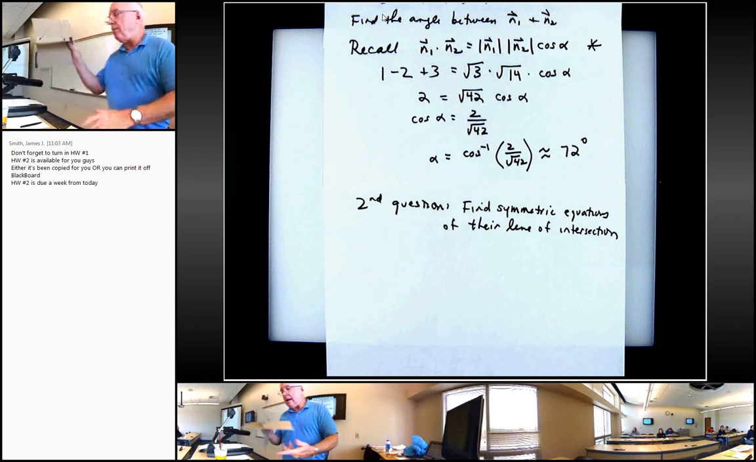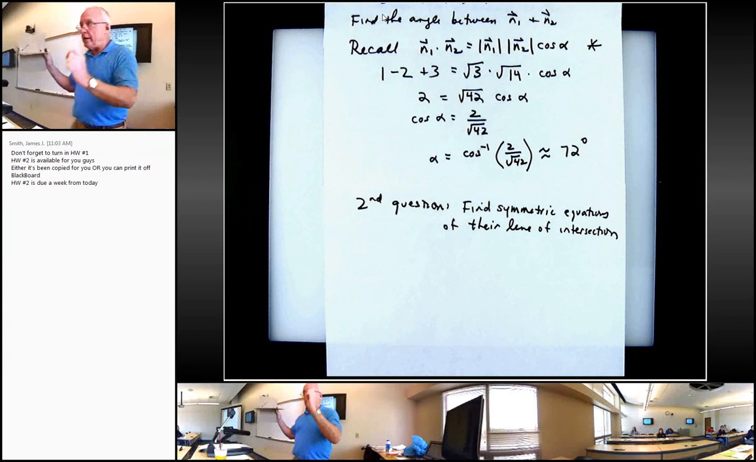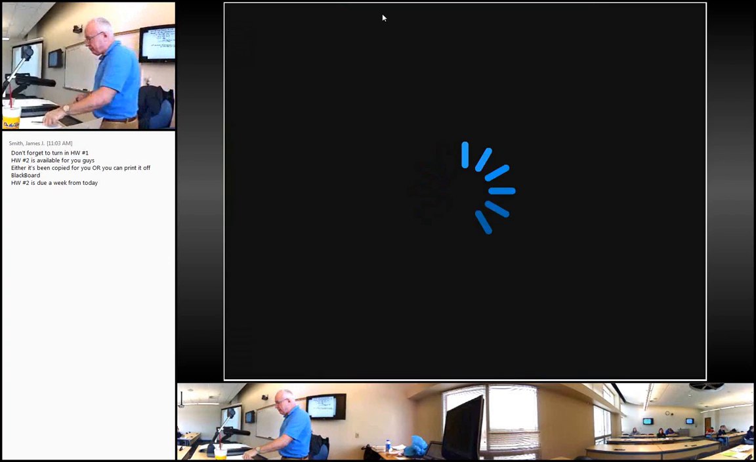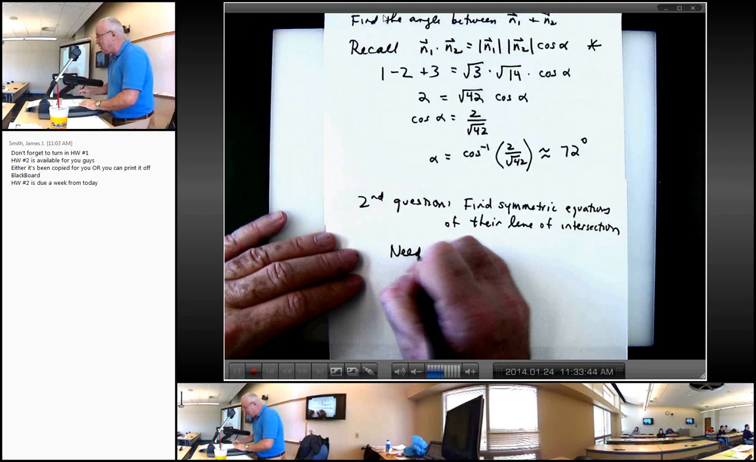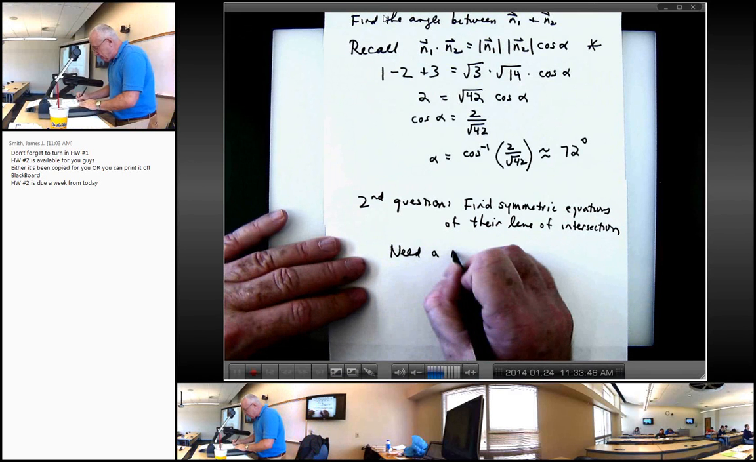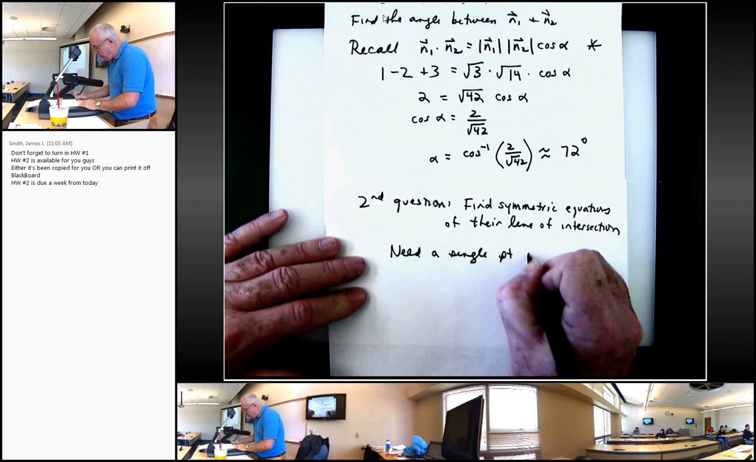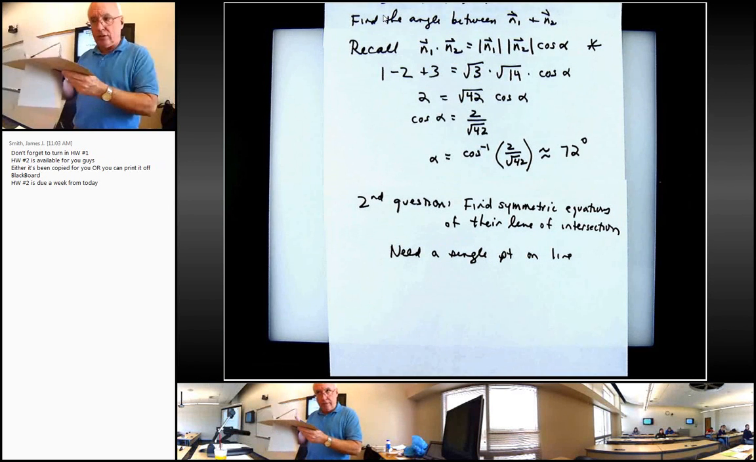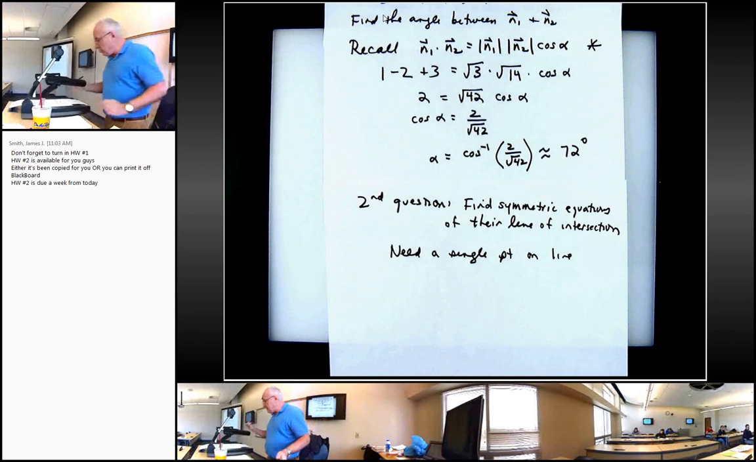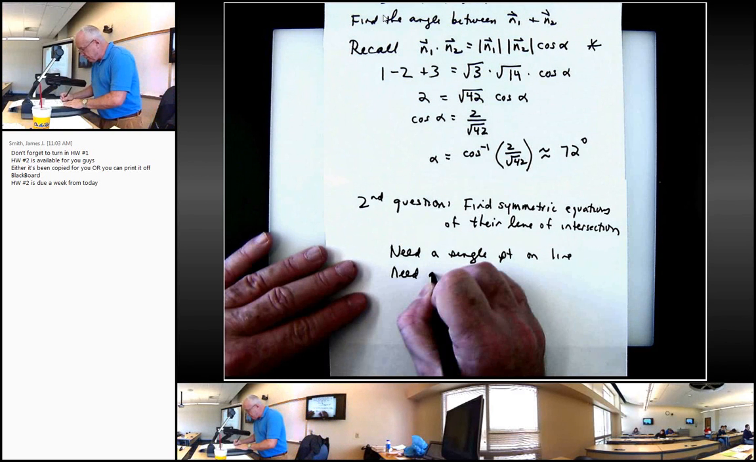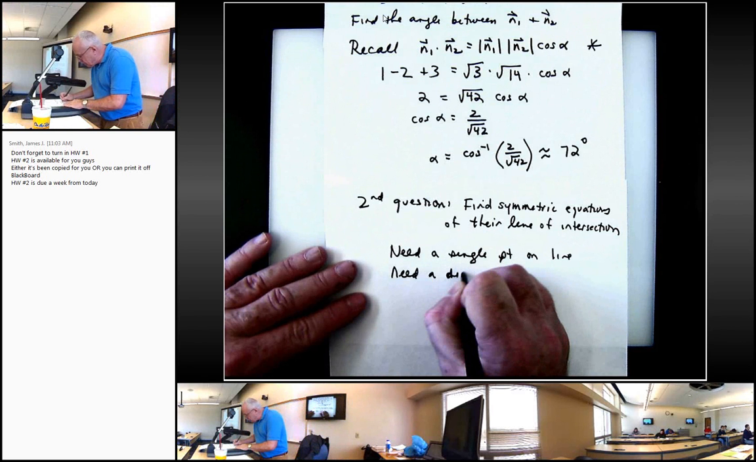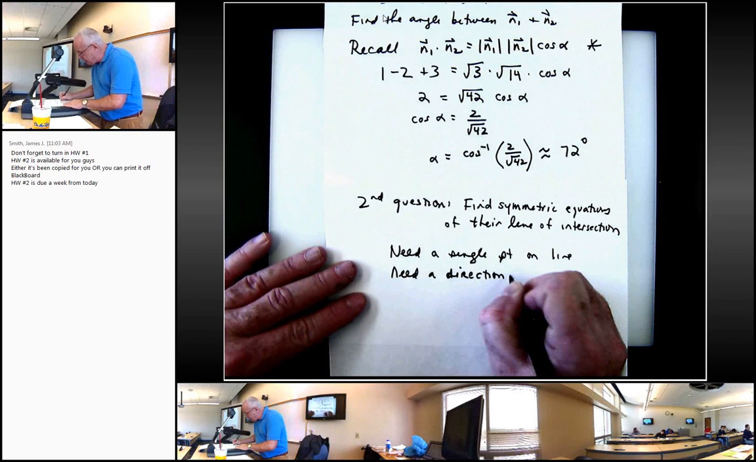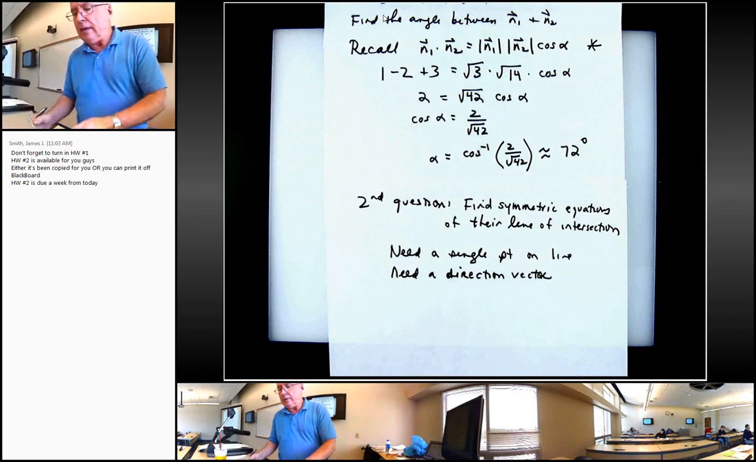Now, what do we need to find the equation of a line? What's the first thing we need? We need a single point on the line. I'm going to just drum that home to you. What else do we need for that line? A direction vector. So for a line, we need a single point and we need a direction vector.